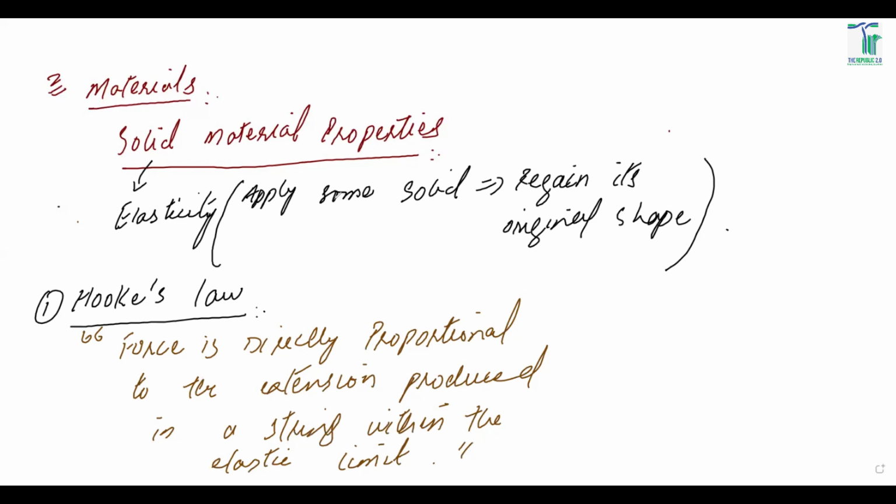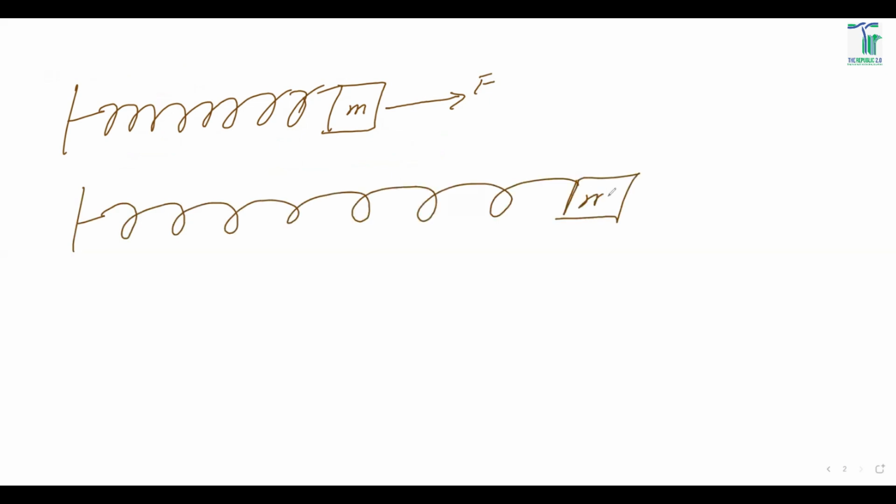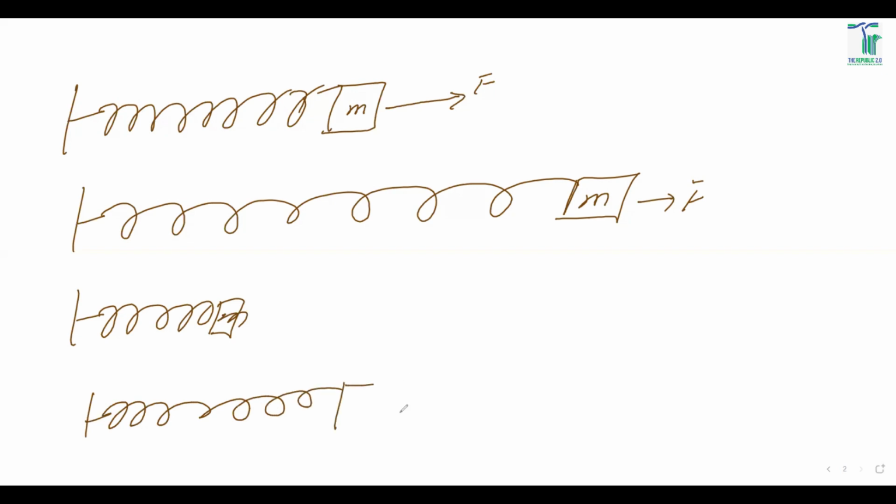Elastic limit is the condition. For example, if I talk about a spring, you have this spring, and that spring has some sort of mass at the end. Now we apply some force in this direction, so the spring gets extended like that. As soon as we remove this force, the spring comes back and gradually regains its original shape. So that is all due to elasticity.